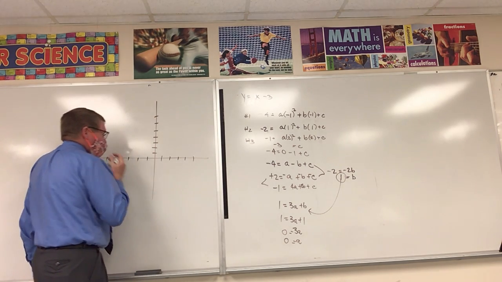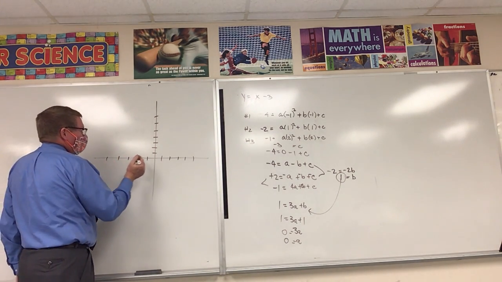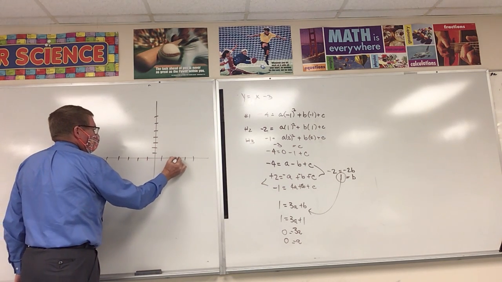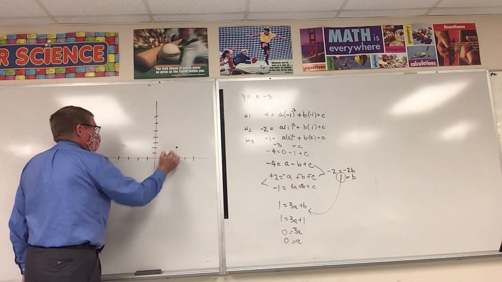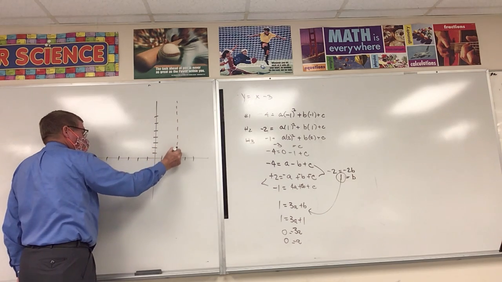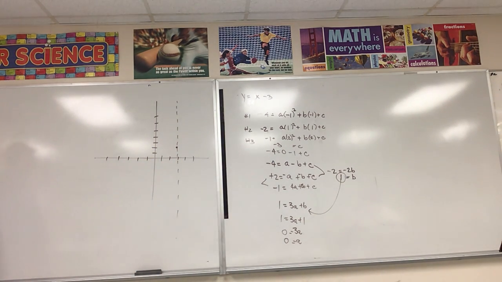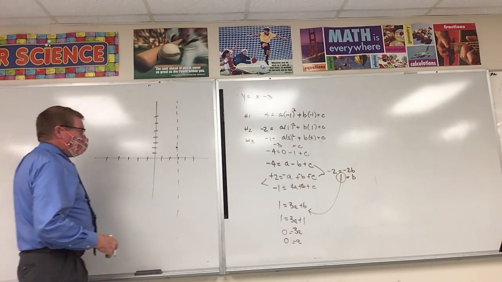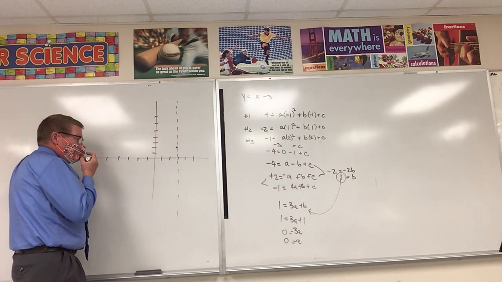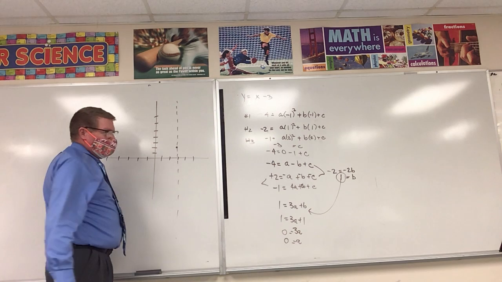The vertex was what here? 3, 2. Draw my axis of symmetry. Then what? Pick one of the spots near it. Which one do you want to do, Haley? 2. If I put 2 in, what will I do to that?